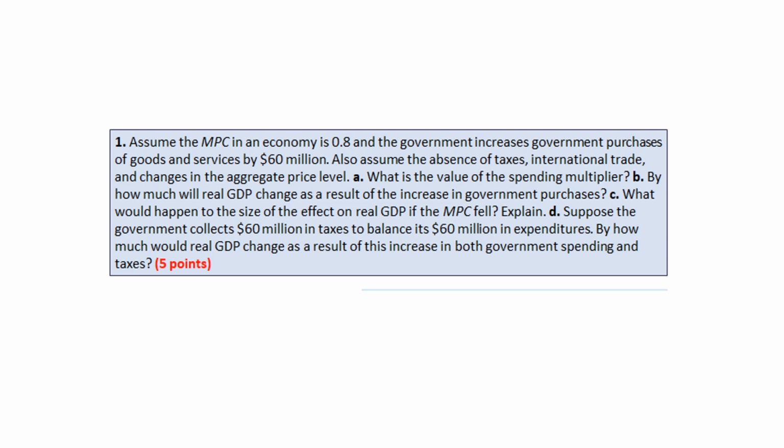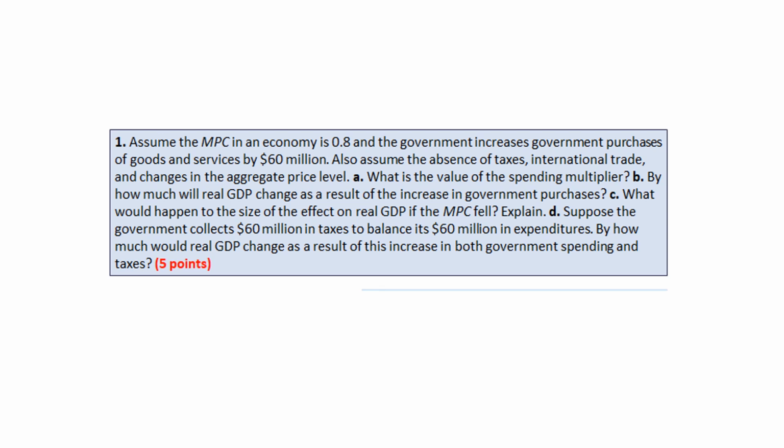By how much will real GDP change as a result of the increase in government purchases? In that case, you have to ask, what is the size of the multiplier, and what is the size of the initial change in spending? In this case, 60 million, and then do the math. What would happen to the size of the effect on real GDP if the MPC, the marginal propensity to consume, fell? If people on average spent less of their change in income? And then finally explain why that would be the effect.